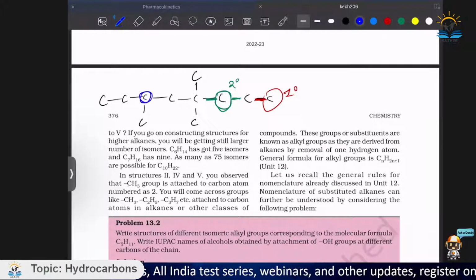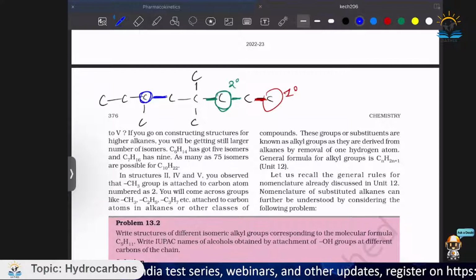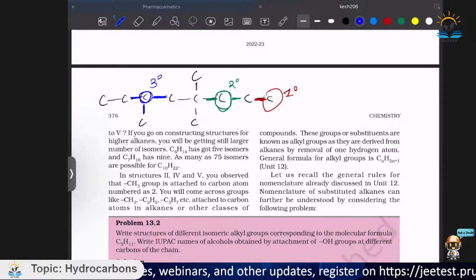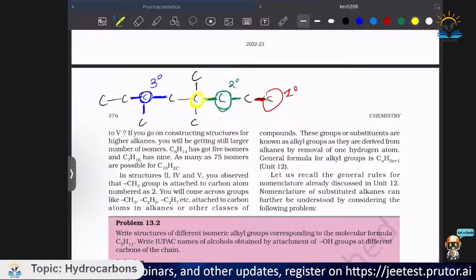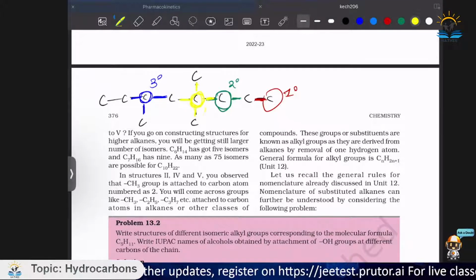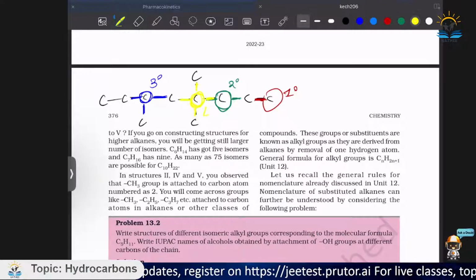Look at this carbon. This is connected to 3 different carbons. So, this is a tertiary carbon. Finally, look at this carbon. This is connected to 4 different carbon atoms. So, it is a quaternary carbon.